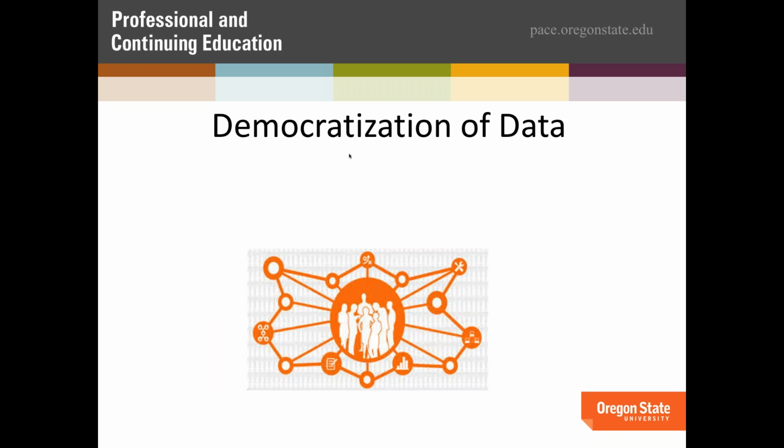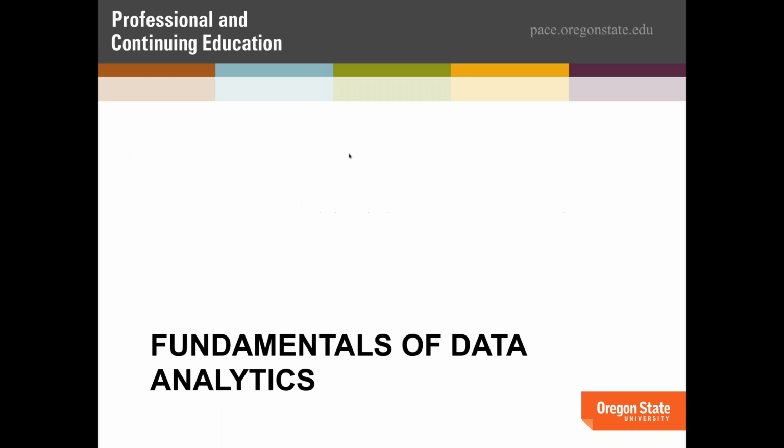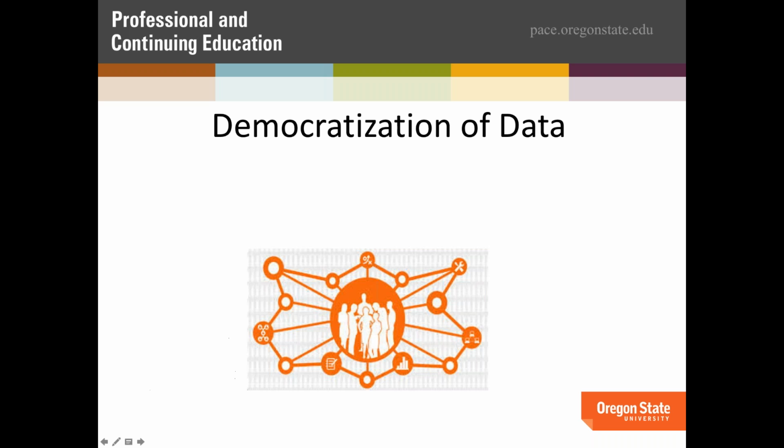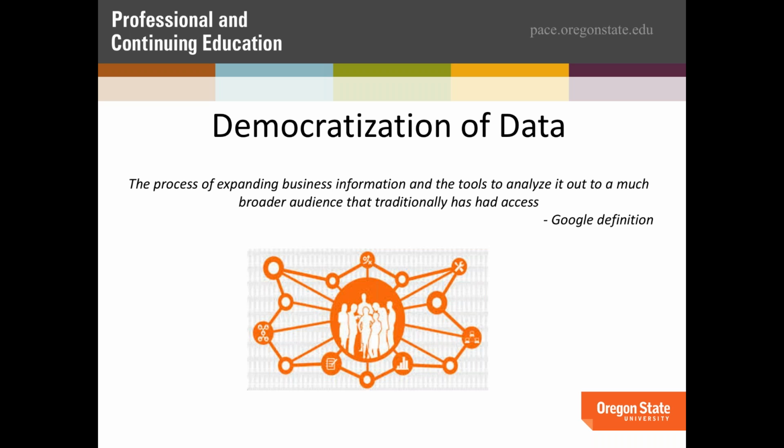One of the other things that's happened with the technical and digital revolution is there are now tools available to an average user to interpret that data. And that's what we call the democratization of data. Google defines it as the process of expanding business information and the tools to analyze it to a much broader audience. So to level set where we are in the story, there's a lot of data out there. We understand the benefits of how data can help you in your job and help your business. And there are tools on the marketplace that don't require you to be a PhD in statistics to access that data.